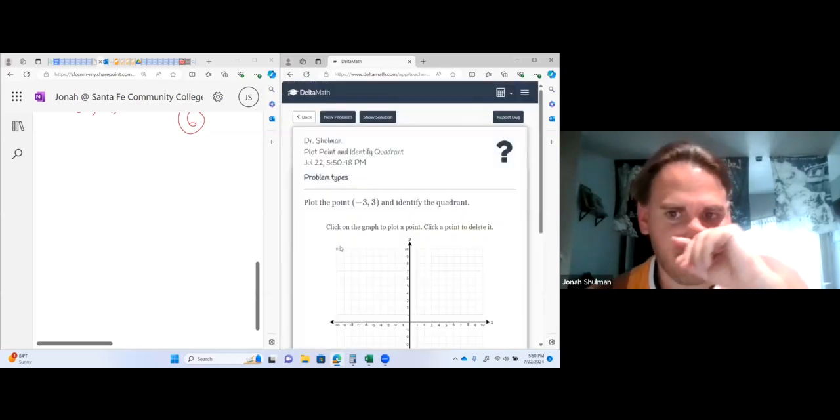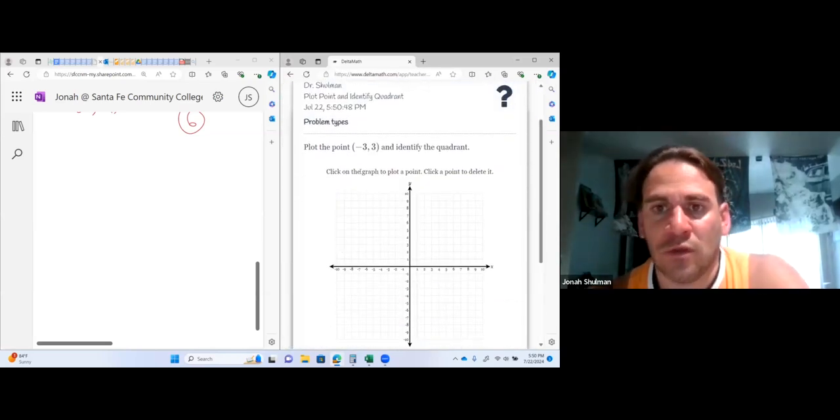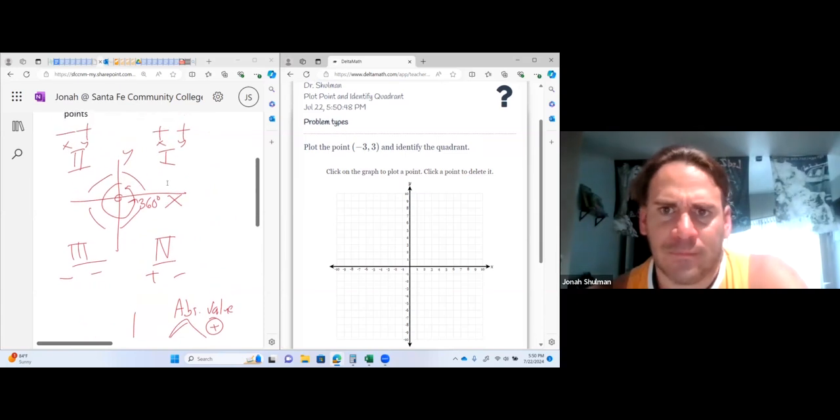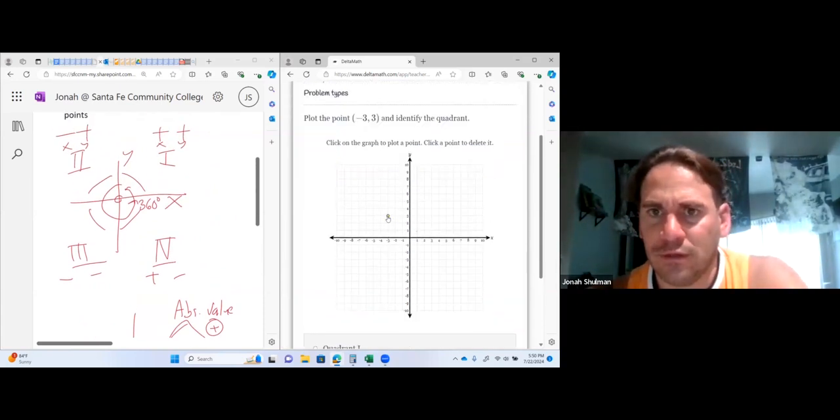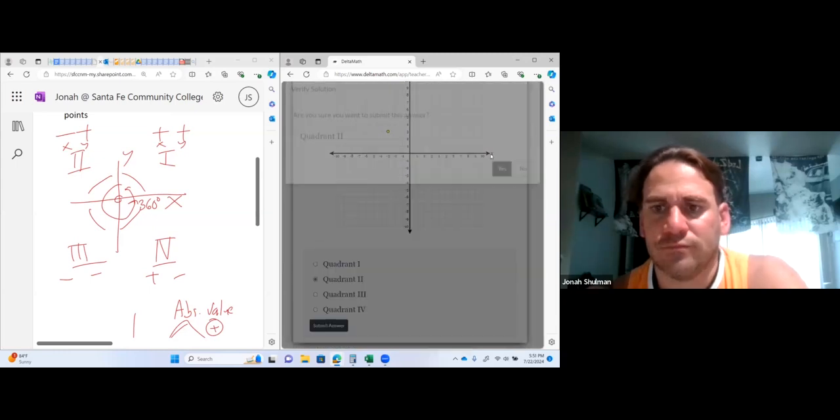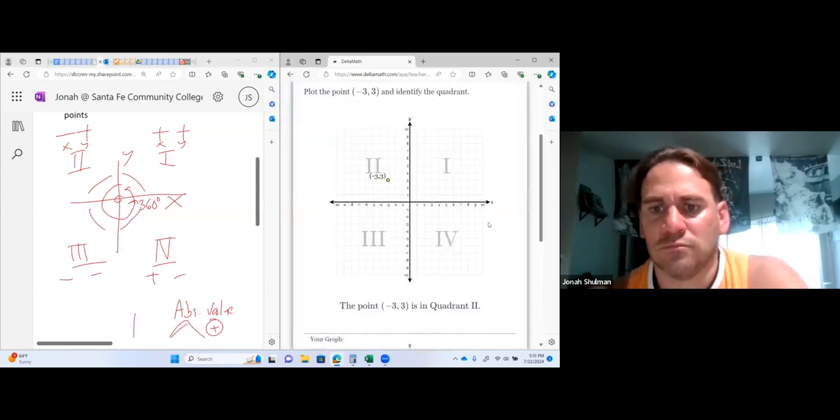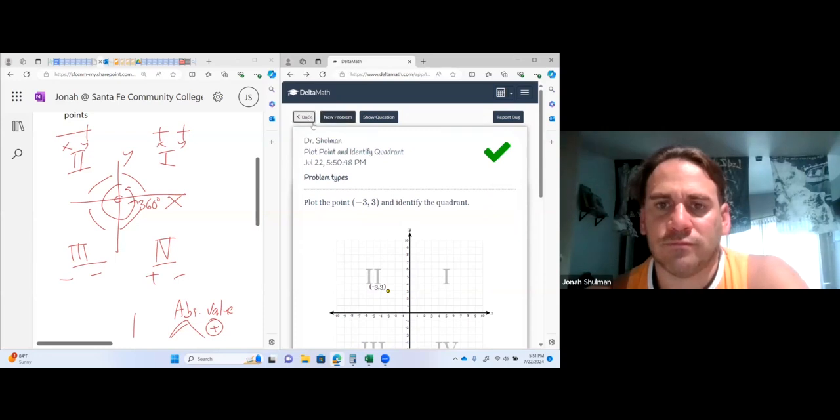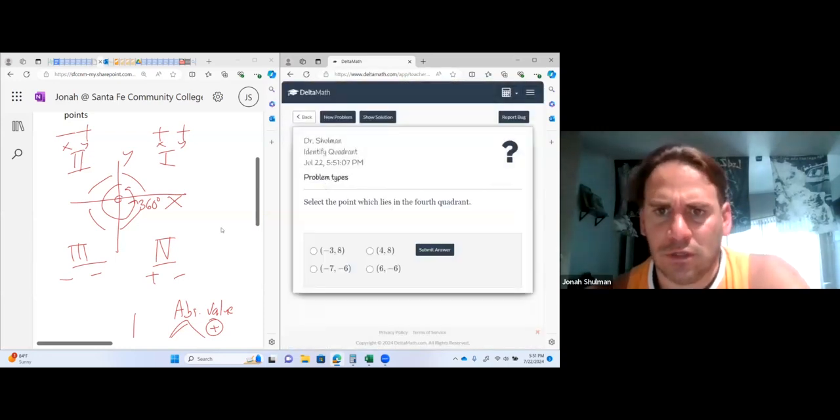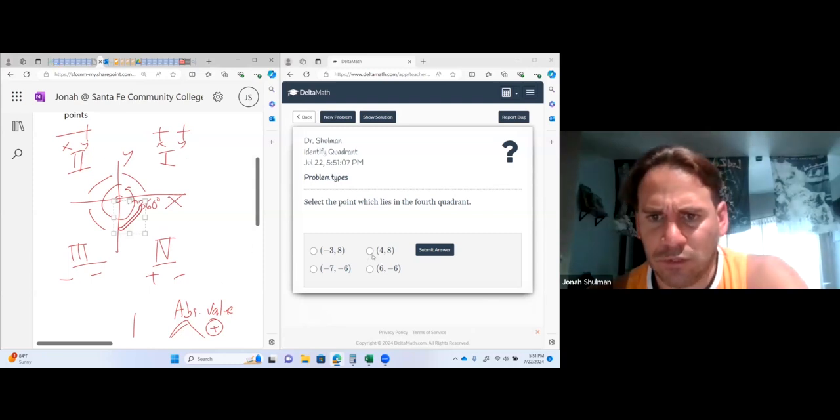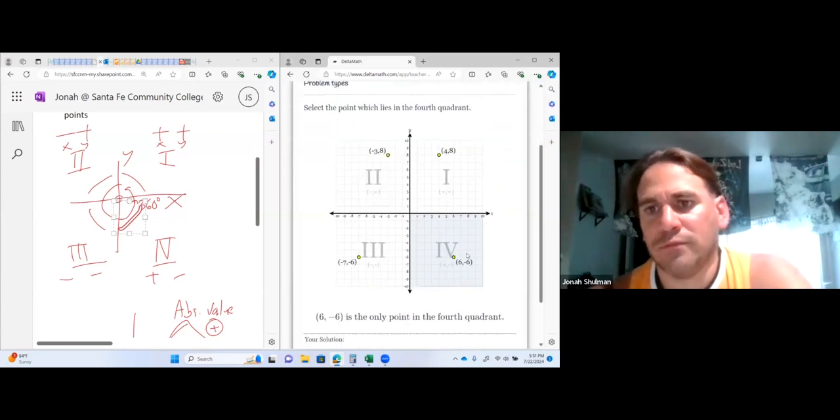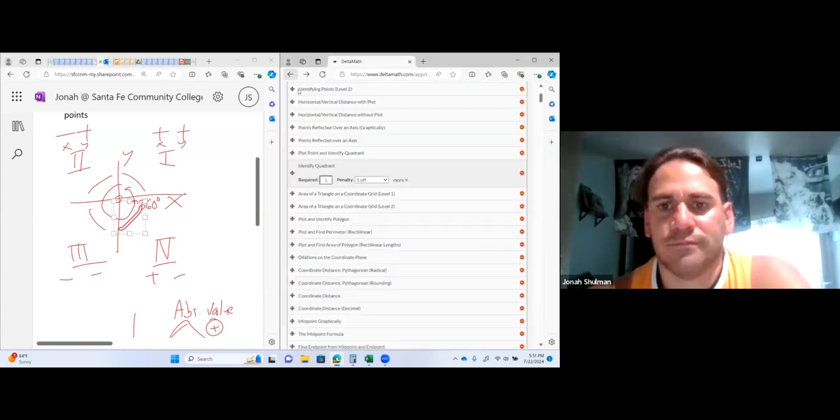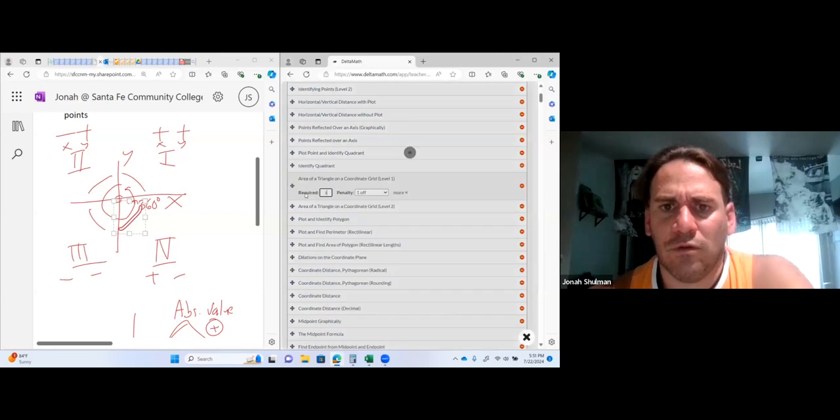All right, so now we have to plot a point and say where it is. So it's a what? Negative, positive. So we know it's in quadrant 2. It's a -3, 3, which is in quadrant 2. Nice. All right, let's keep it going. Identify the quadrant. All right, so quadrant 4 has to be positive then negative. So which is the only one that's negative? The last one, 6, -6. And you can plot the point. They plotted all of them. They saw it's there.